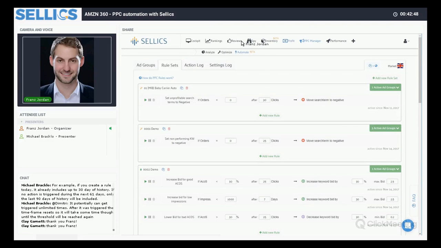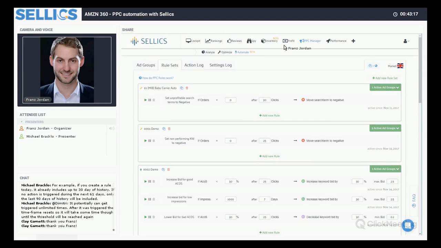Actually, Sellics has a ton of features. As you can see here at the top, we have rankings, reviews, a spy, an inventory feature, a profit dashboard. We have a ton of features, but the only feature that we don't have is the email follow-up feature. We feel there are a ton of tools out there that offer this, and so instead of rebuilding the wheel that has already been invented, we rather focus on features like this here, where we can really innovate and create some new value.